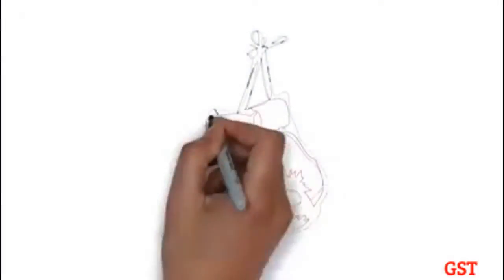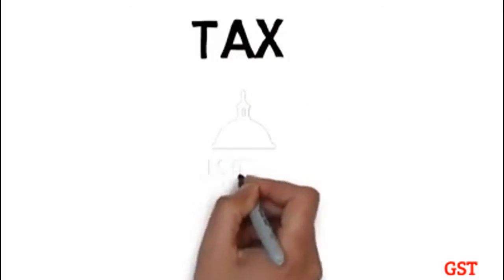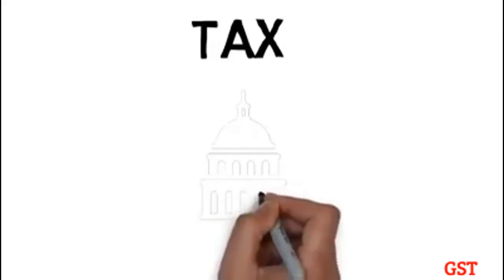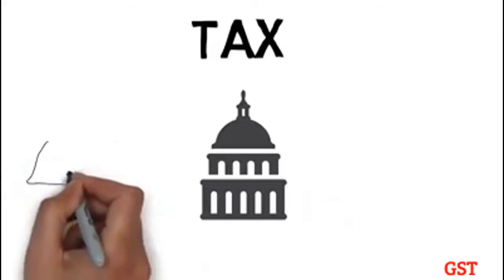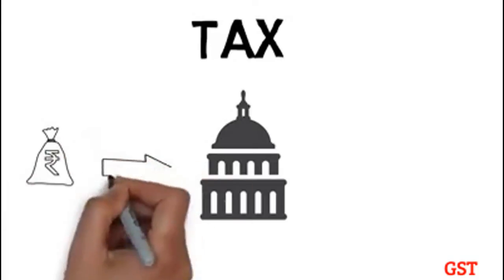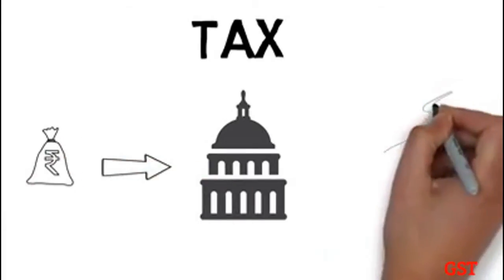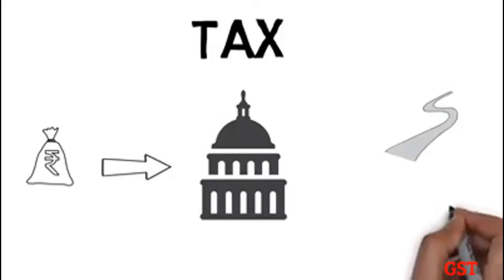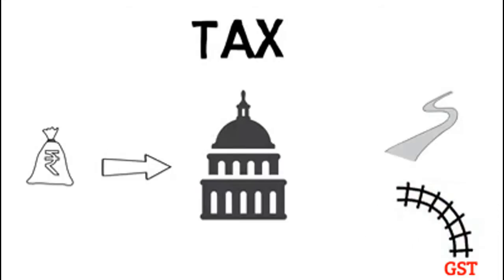Hello friends, today we will discuss GST, Goods and Services Tax. But before that we need to know what a tax is. Tax is the money which is paid to the government. It is imposed on your income, business profit, cost of goods and services and transactions, so that the government can use this money in public interest and to pay off the national debts.